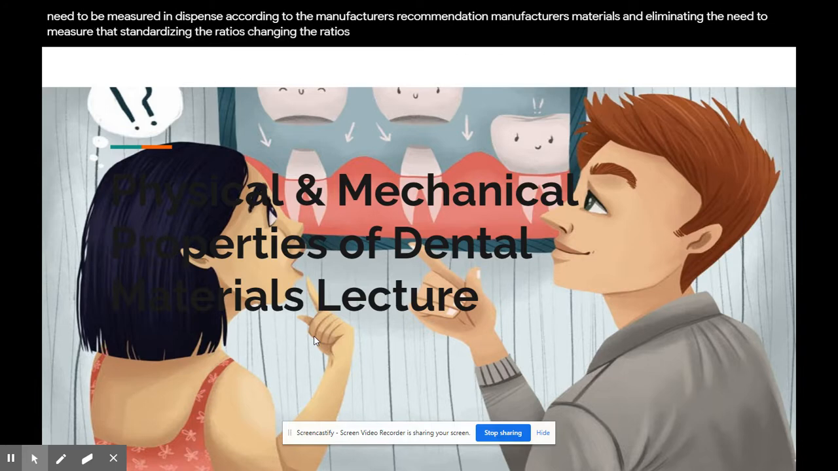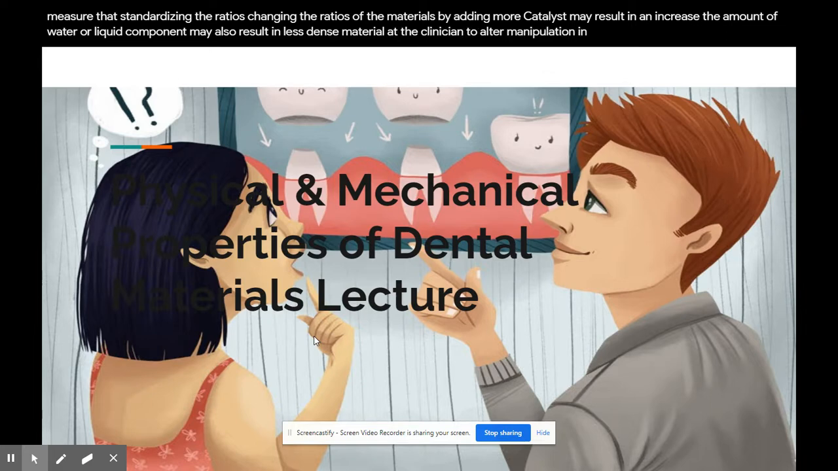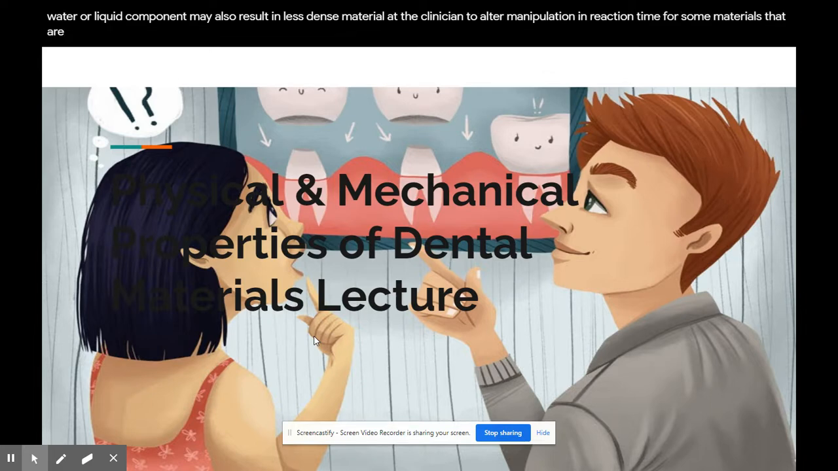Changing the ratios of the materials by adding more catalyst may result in a faster reaction. Increasing the amount of water or liquid component may also result in a less dense, weaker material. These ratio changes are variables that permit the clinician to alter manipulation and reaction time for some materials, but are contraindicated with other materials because of the adverse effects.